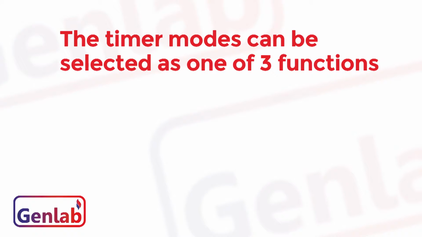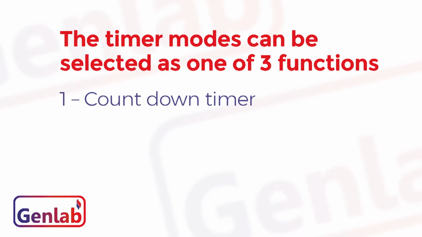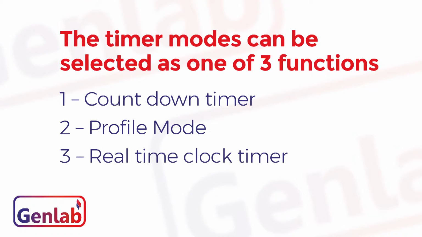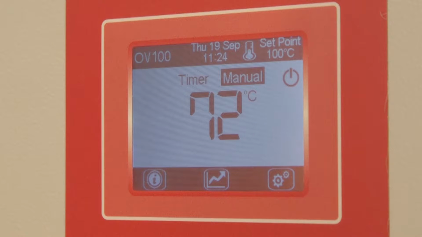The timer modes can be selected as one of three functions: 1. Countdown timer, 2. Profile mode, and 3. Real-time clock timer. The home page will highlight which timer mode is activated.